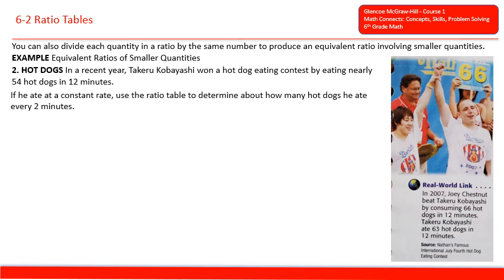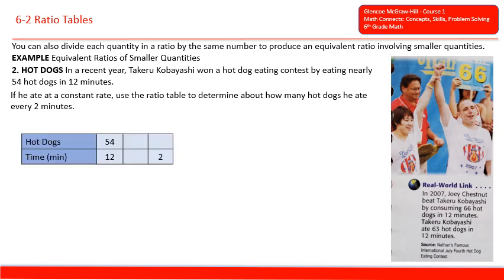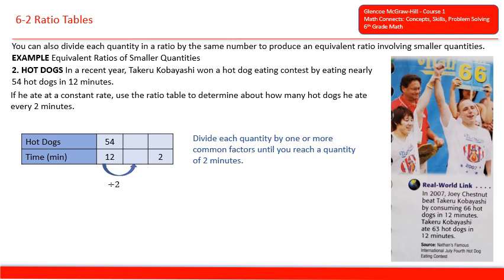If he ate at a constant rate, use the ratio table to determine how many hot dogs he ate every 2 minutes. So we know he ate 54 in 12 minutes. Now we have to divide each quantity by one or more common factors until you reach a quantity of 2 minutes. If we divide 12 by 2, we get 6. 54 by 2, we get 27. If we divide 6 by 3, we get 2. And 27 by 3, we get 9. So he ate 9 hot dogs every 2 minutes.